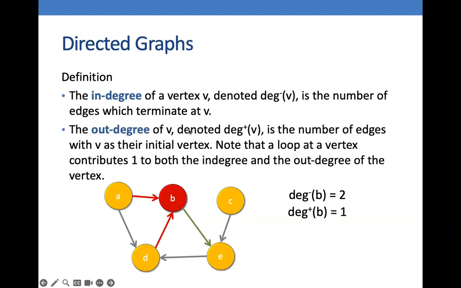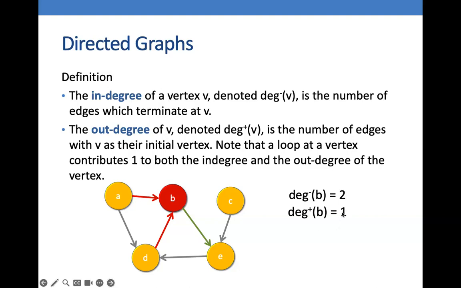For the out degree of V, on the other hand, which is denoted by deg plus of V, it is the number of edges with V as the initial vertex. Note that a loop at a vertex contributes 1 to both the in degree and the out degree of the vertex. We have the same example here, assuming we are at vertex B. We consider B as our initial vertex. How many arrows are coming out of B? We can see here that it is only 1. So the out degree of B is equal to 1.